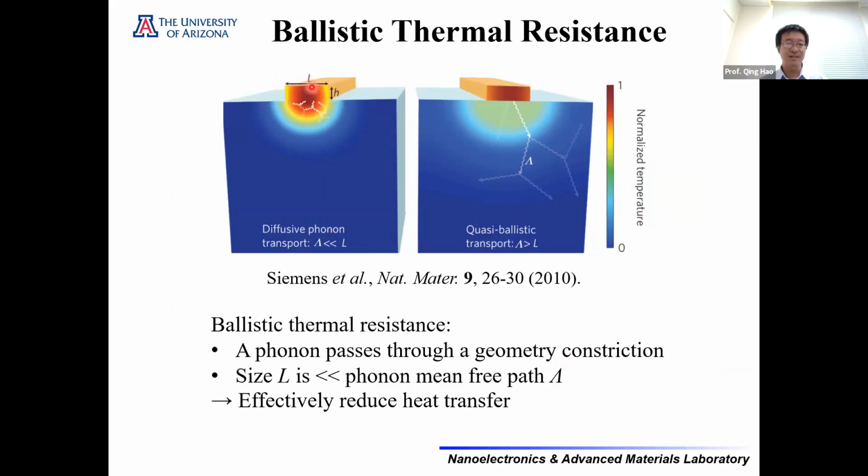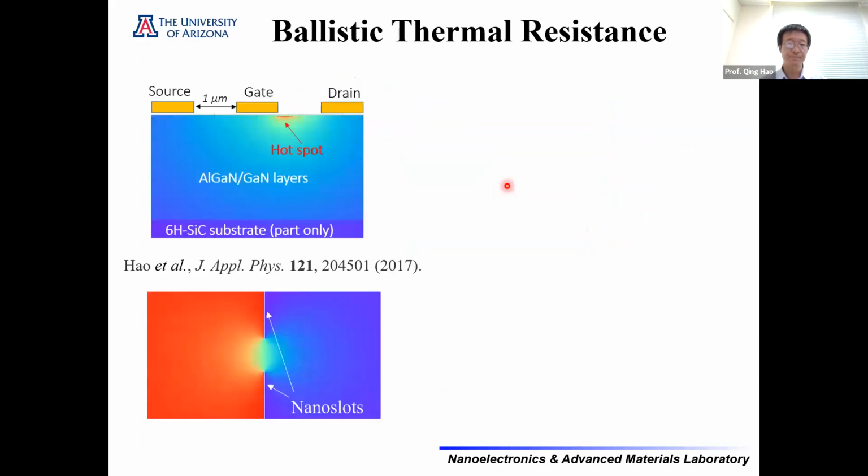If the size of the contact is much smaller than the phonon mean free path in the substrate, phonons will radiate into the substrate to a distance on the order of the phonon mean free path. So in this regime, we wouldn't see any temperature gradient. Compared to the case predicted by Fourier's law with the temperature gradient, the ballistic transport will largely reduce the heat transfer. That introduces an effective thermal resistance called ballistic thermal resistance to block the heat transfer.